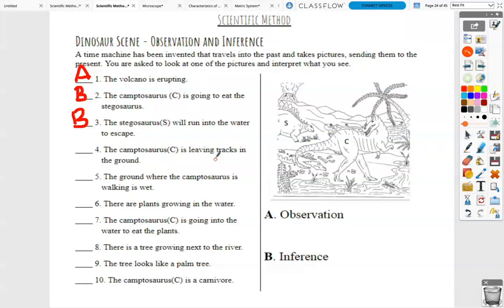Number four, we'll stop at number four. You will continue on and do the rest of these on your own, but this will just give you a leadway into knowing how to do this assignment.